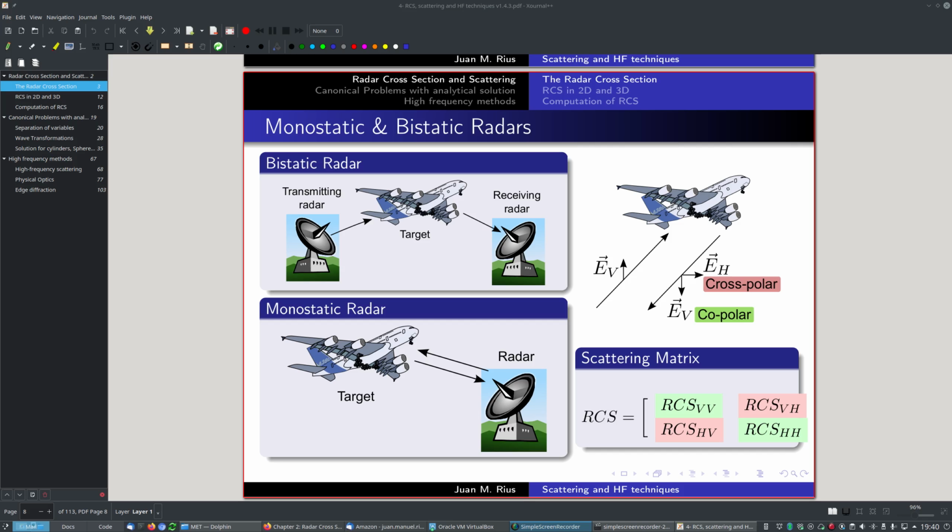And if we want to account for the effect of polarization, for example, imagine that the transmitting antenna produces an incident field with vertical polarization. This vertical polarization will be the copolar polarization here. The scatterer depolarizes the field, and the scattered field has both polarizations: the copolar one, which is the same polarization as that of the transmitting antenna, but also the cross-polar polarization, which is the polarization orthogonal to that of the transmitting antenna.